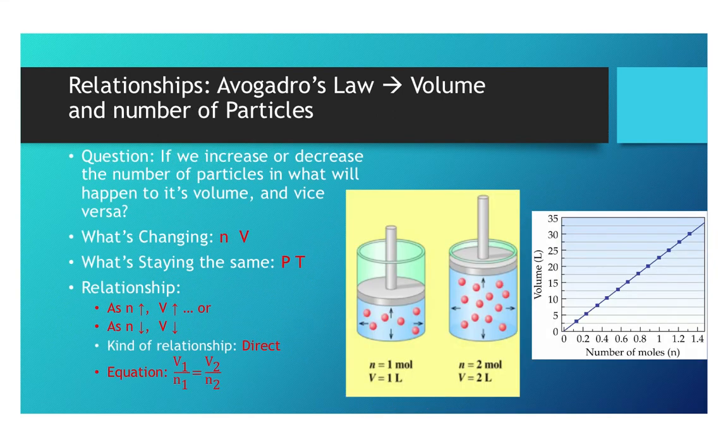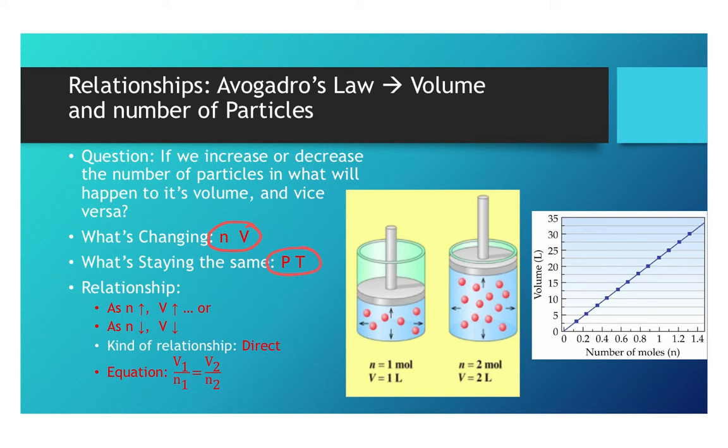The last law that we have is Avogadro's law. And this is actually what led to Avogadro's number. And this idea is that if we increase or decrease the number of particles, what will happen to its volume and vice versa. So now we have the number of particles and the volume changing, pressure and temperature staying the same.